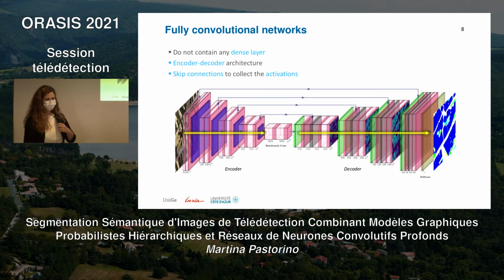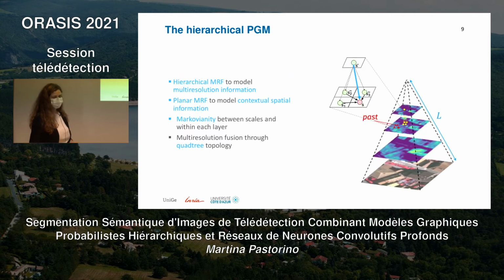More in detail, for the deep learning part, the networks considered are fully convolutional networks, which do not contain any dense layer and therefore are able to yield pixel-wise classification outputs with the same size as the input image. They have an encoder-decoder architecture, and skip connections were considered to collect the activations. The hierarchical probabilistic graphical model is composed of a hierarchical Markov random field to model multi-resolution information and a planar Markov random field to model contextual spatial information at each level of the quad tree. Therefore, Markovianity is considered both between the scales and within each level of the quad tree. Multi-resolution fusion is addressed by the quad tree topology.